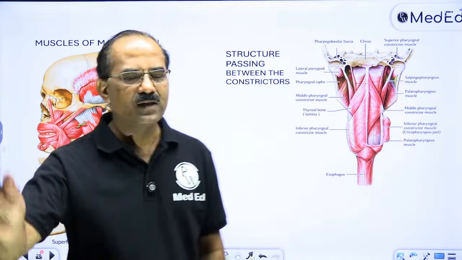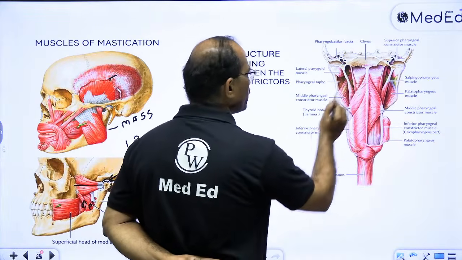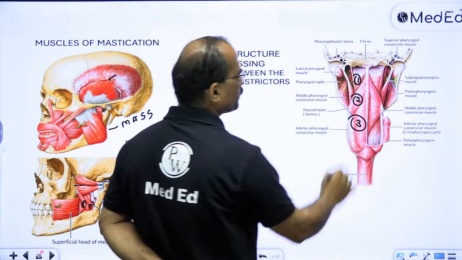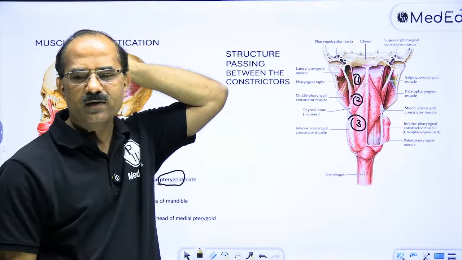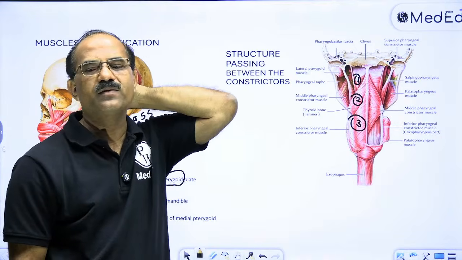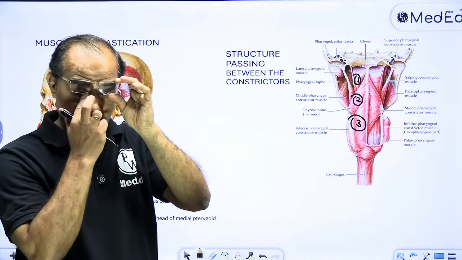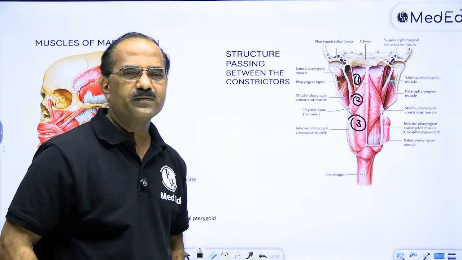Okay, now just see this. Can anyone tell me what is this number 1, 2, 3, 4? I'll just put numbers here. This is number 1, this is number 2, this is number 3. बोल सकते हो what is this? ये है pharynx. Facial nerve supplies the buccinator without piercing it. Very good.